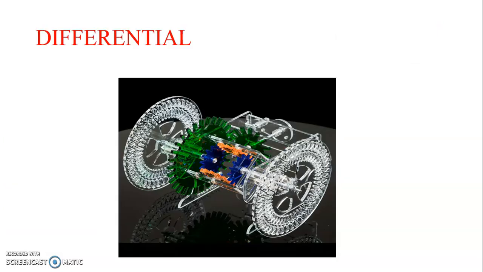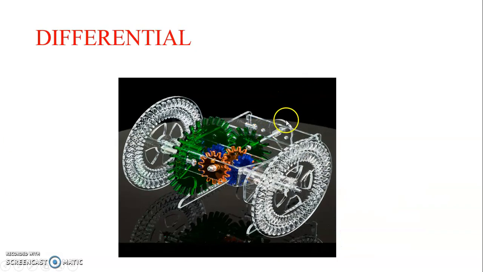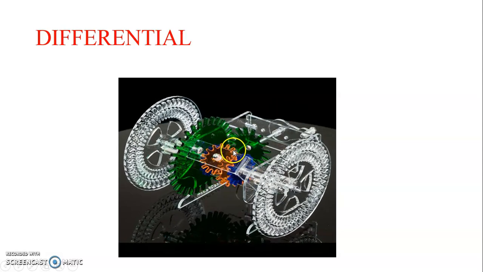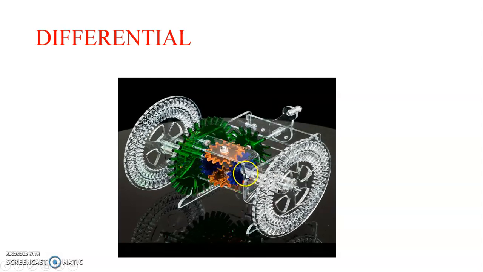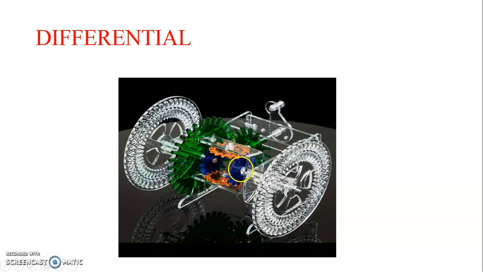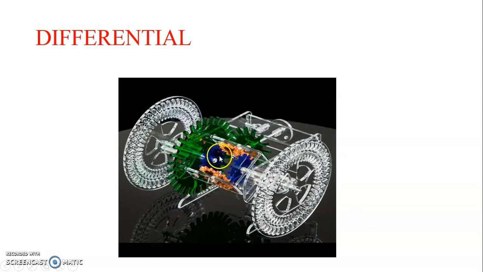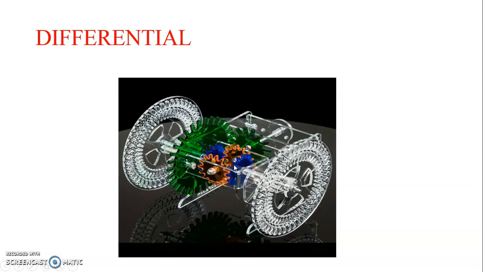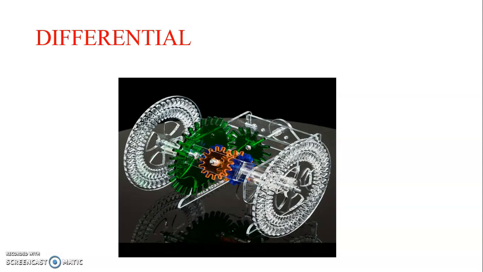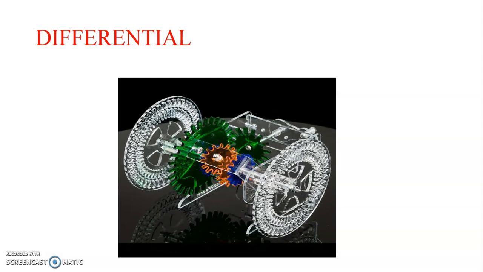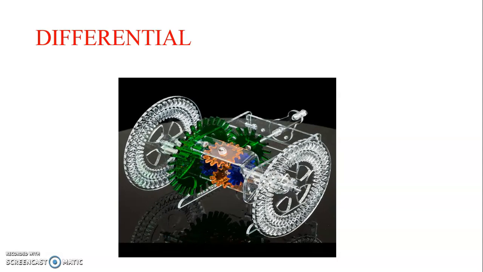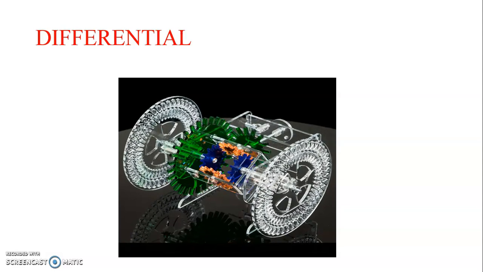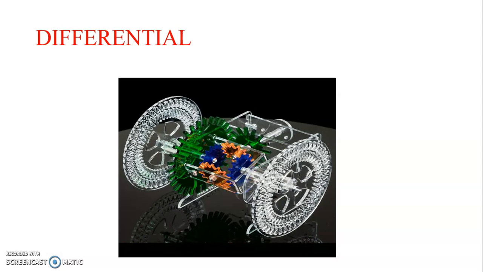Okay, just we will see here the power is coming from the propeller shaft. Here will be the crown gear, and these red color are the bevel pinion gears, and this blue color is the sun gear. Okay, and at the time of turning, the speed of rotation of this blue sun gear either increases or decreases according to where we are going to turn the vehicle. Okay, more power is given where the distance required is more. Okay, so we will learn more about this in our next video.